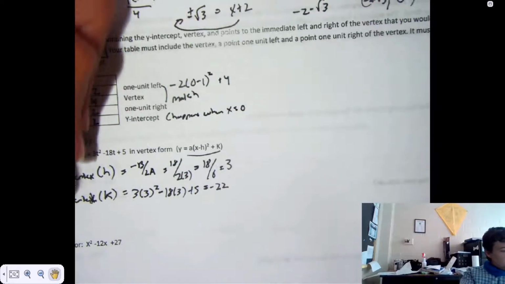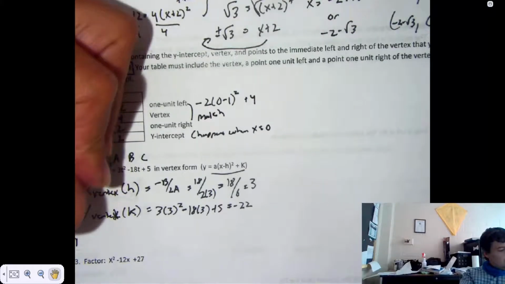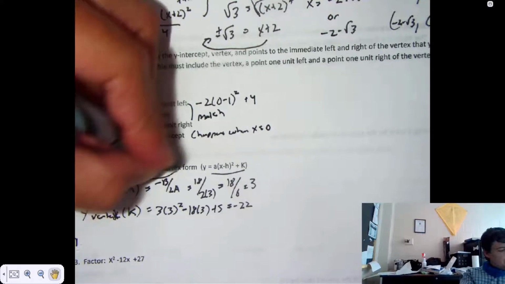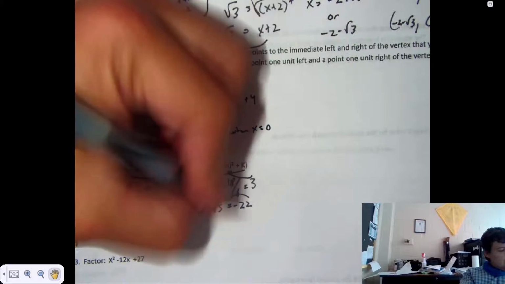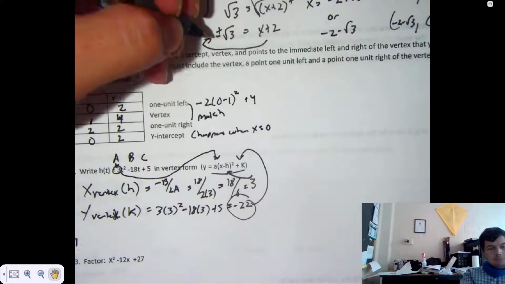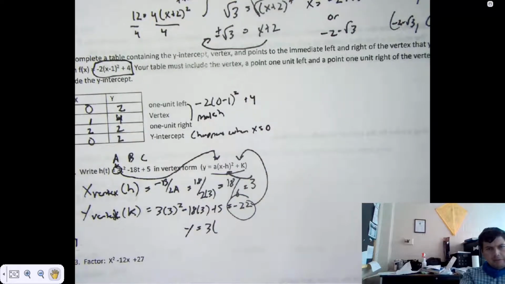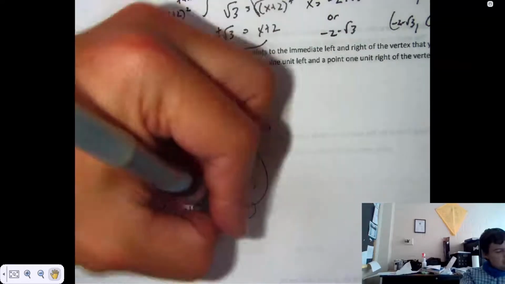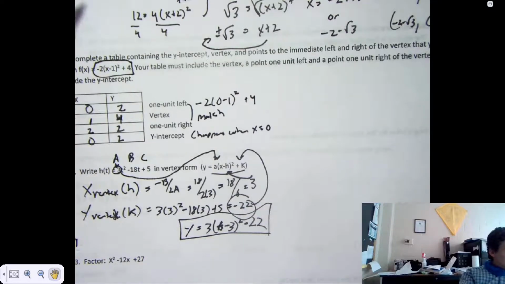Now, think about standard form, too. There's A. We'll put the 3 there. We're going to put that 3 there. We're going to put that there. We're just plugging into a form. So y is 3 times, what do we have here? We have x minus 3. In this case, t. These were t's. T minus 3 squared. And then minus 22. And there you go. There's your function.